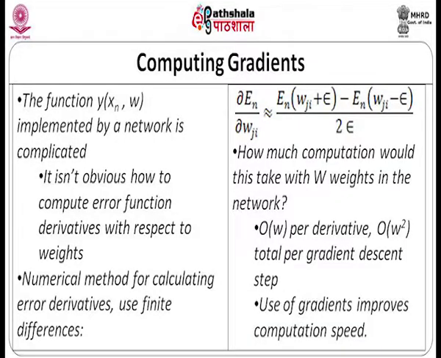So, computing the gradients: the function y of x_n, w implemented by a network is complicated. So, it is not obvious how to compute the error function derivative with respect to the weights. Numerical methods for calculating the error derivatives use finite differences, like we did here. How much computation would this take with W weights in the network? That is the problem, because the number of weights you have to calculate is quite large. It will be of the order of W per derivative, or the order of W squared total per gradient descent step. Use of the gradient improves computation speed.